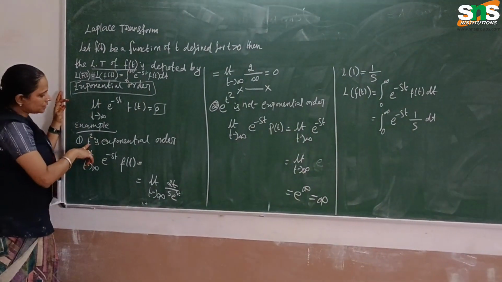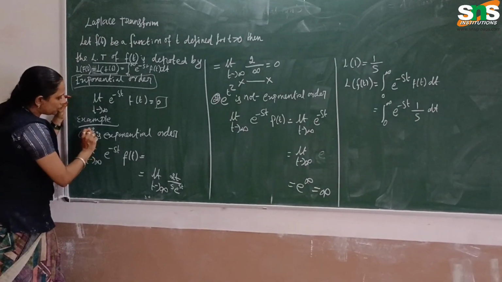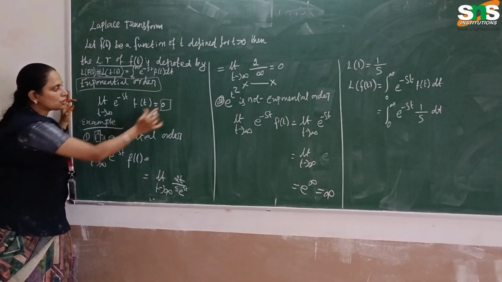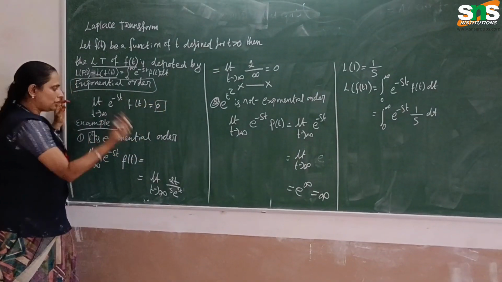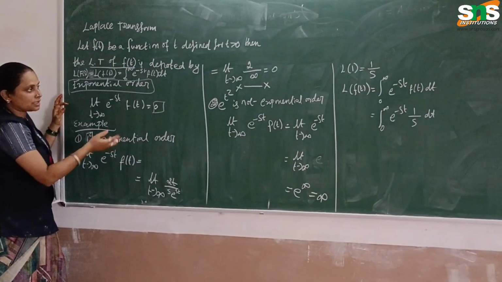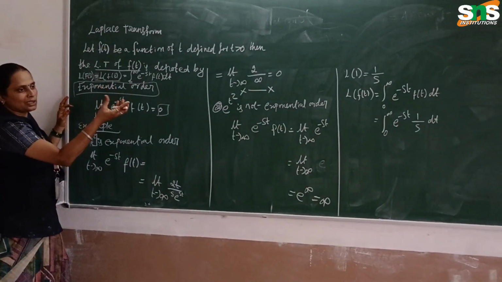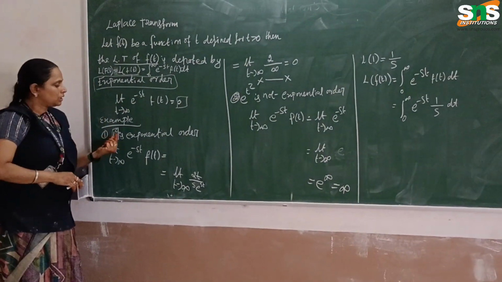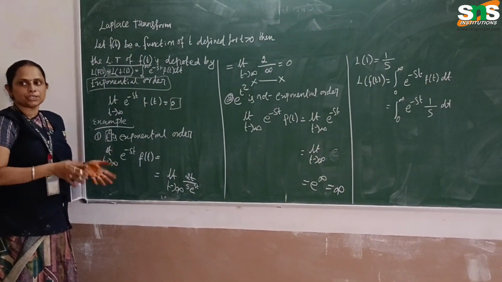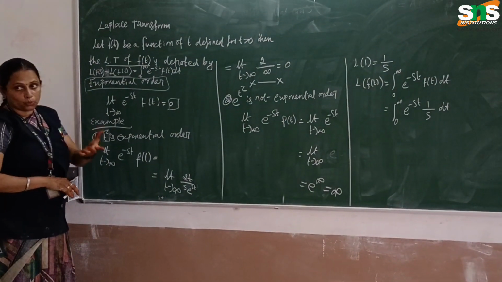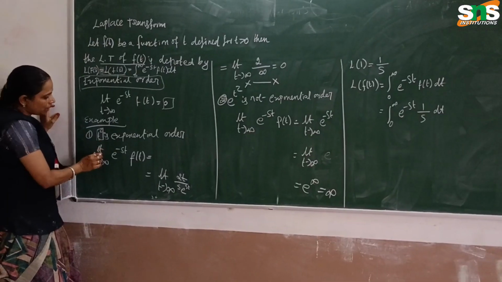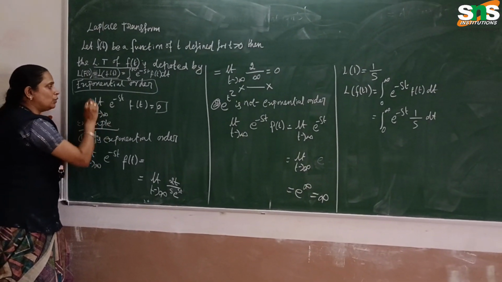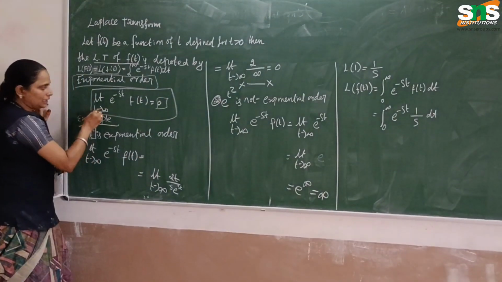Here the first example is t square. The function f of t is t square, is it of exponential order? If we get the final solution 0, it is of exponential order. Otherwise, if we get the value 1, 2, whatever it is, it is not of exponential order. So our question is whether t square is of exponential order, and the solution should be 0. So here we have to prove it is 0 or not.